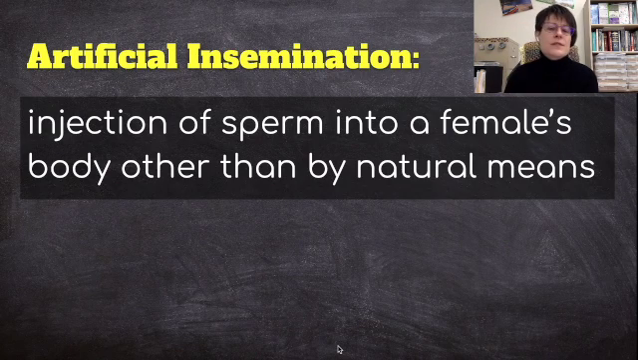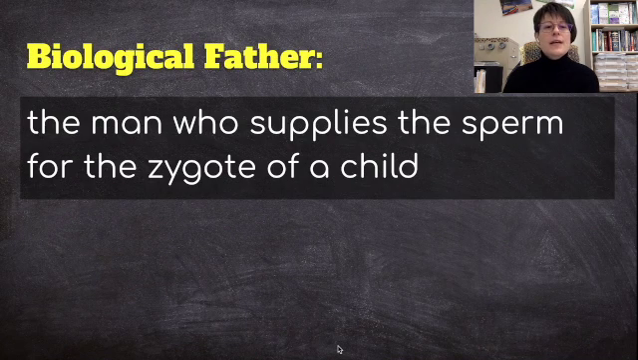The first is artificial insemination. This is injection of sperm into a female's body other than by natural means. Now, this is done by thousands of women every year. It's been done since the 1950s, where women, for some medical reason or another, either with her or her husband, use artificial insemination to become pregnant. Now, the issues come in for Christians when the biological father is someone other than the woman's husband, because the biological father is the man who supplies the sperm for the zygotes of a child.